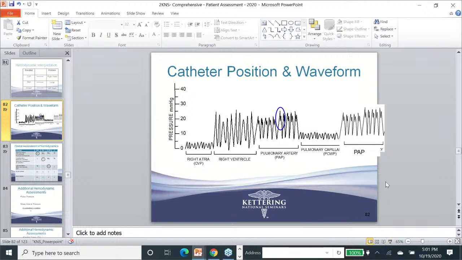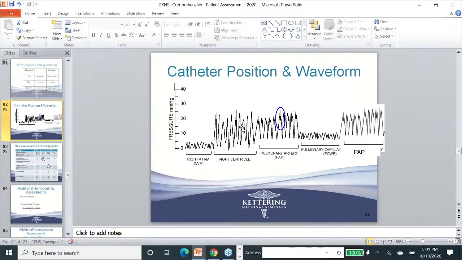So the main point of this graph, folks, is to make sure, one, that you know that the pulmonary artery has a dicrotic notch, and that's how you can identify that's a pulmonary artery waveform. And again, the A line has a dicrotic notch also. But if you know that you're looking at a pulmonary artery catheter and you see the dicrotic notch, then it's definitely the catheter is in the pulmonary artery.